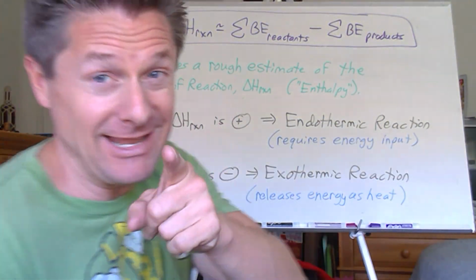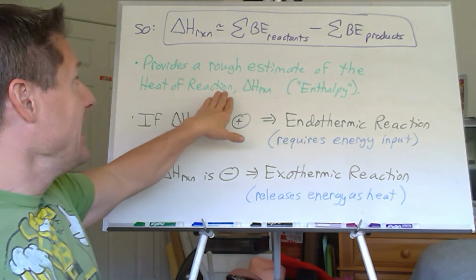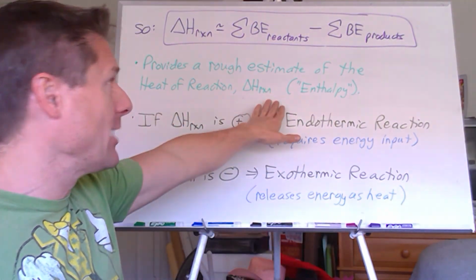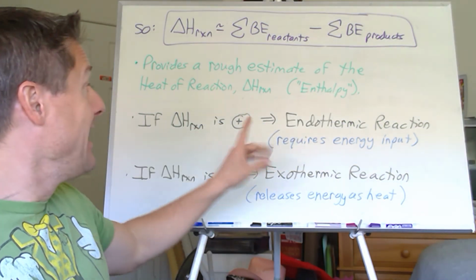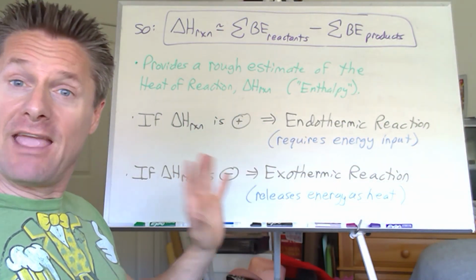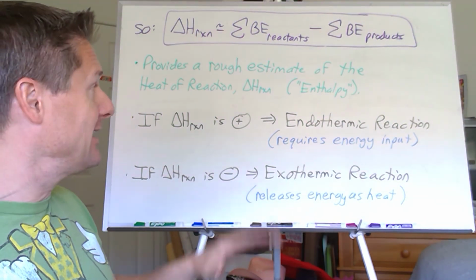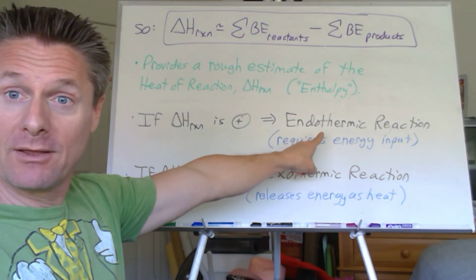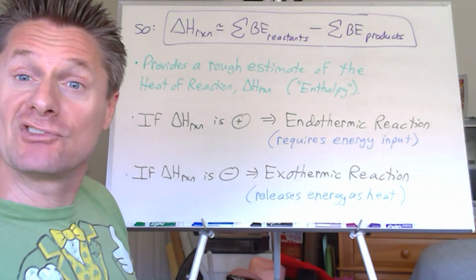Hey, got to get your Lewis structures right. So again, this provides a rough estimate of the overall energy change, or heat of reaction, or enthalpy of reaction. But it does give us a fairly decent chance at predicting whether a reaction is going to require energy to go, which is endothermic, or release energy, which is exothermic.